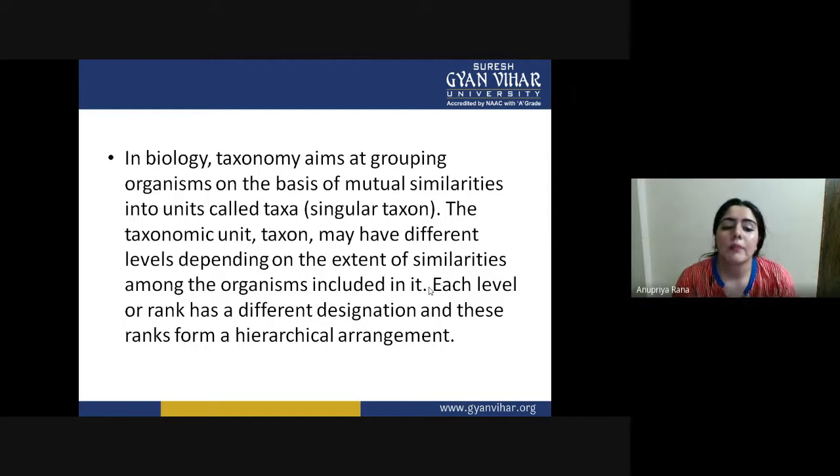Each level or rank — not only in the army do they have ranks, but our taxonomical units also have ranks, like order, class, family, genus, and finally the one individual that cannot be compared less, that is species. So it has a different designation, and these ranks form a hierarchical arrangement. All these designations come with a responsibility.